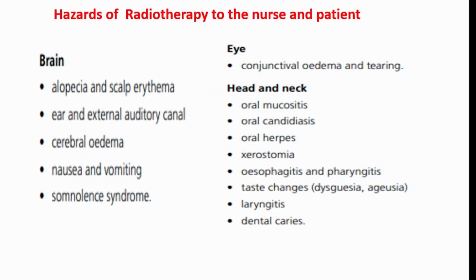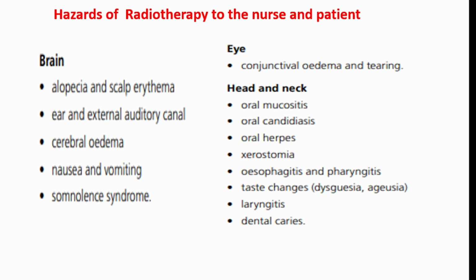So now we are moving on, and we're going to talk about the hazards of radiotherapy to the nurse and the patient. I'm going to regionally talk about some of the hazards that we can get after exposure to radiation during radiotherapy procedures. To the brain, there can be what is called alopecia or scalp erythema. At the same time, the ear and external auditory canal can also be affected by radiation. There can be cerebral edema depending on the intensity of the radiation received. Nausea and vomiting can also develop. You can have somnolence syndrome.